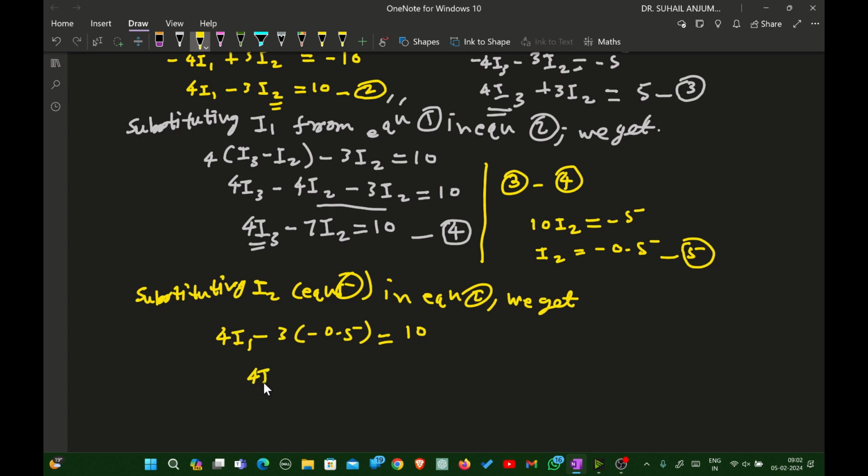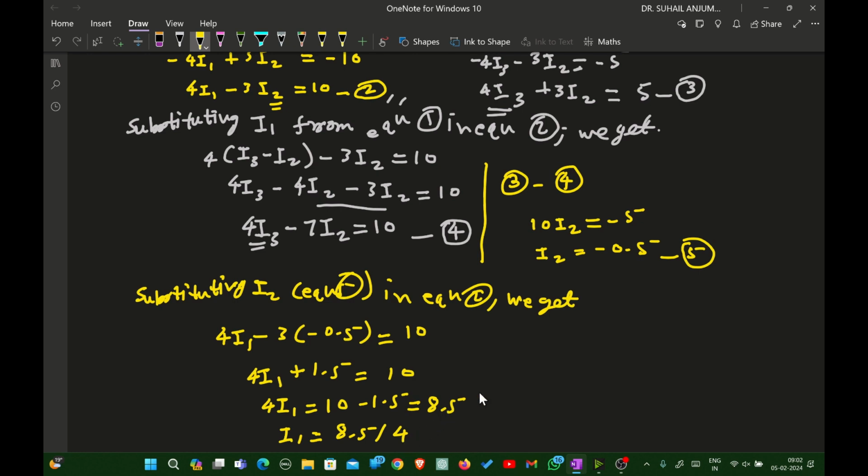So it will be 4 times I1, and minus and minus will become plus. 3 into 0.5 is nothing but 3 into half, that is 1.5, is equal to 10. So 4 times I1 will be 10 minus 1.5, and 10 minus 1.5 will be 8.5. So that means I1 will be nothing but 8.5 divided by 4.